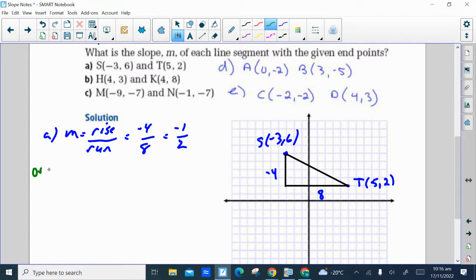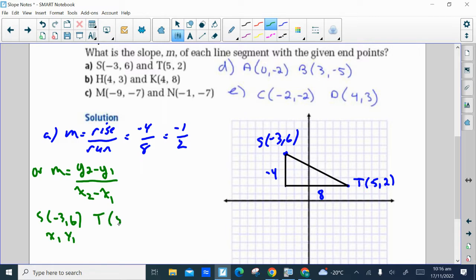However, we can also do it by using that slope formula: y2 minus y1 over x2 minus x1. If we use the formula, we don't have to draw the graph. All we have to do is say, okay, if S is our first point, we can say that those are the values of x1 and y1. That would make T our second point, so that would be x2 and y2.